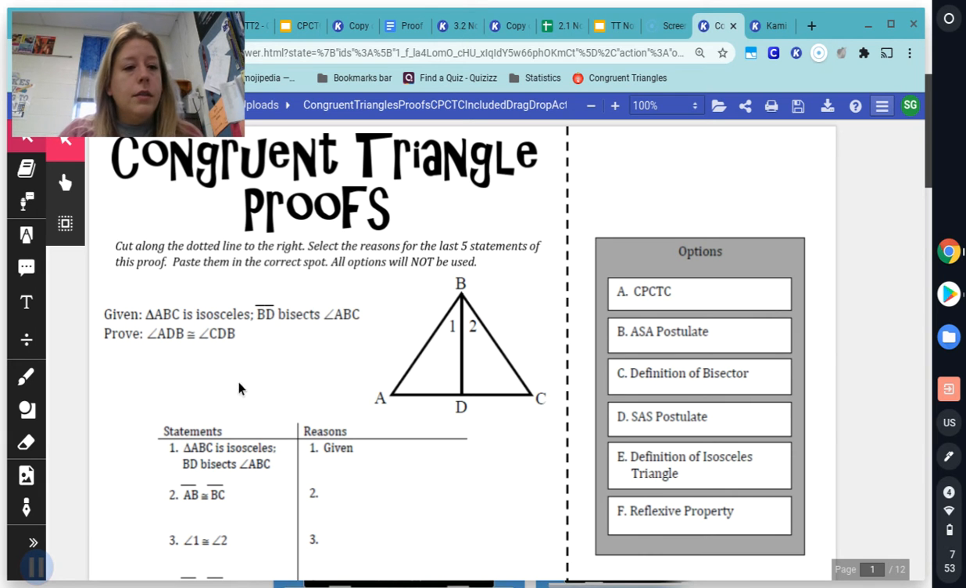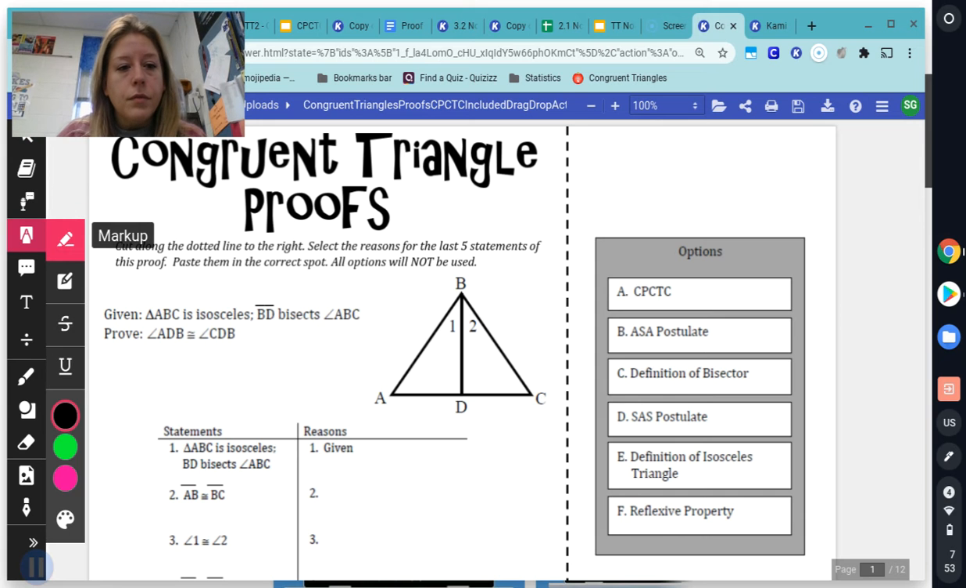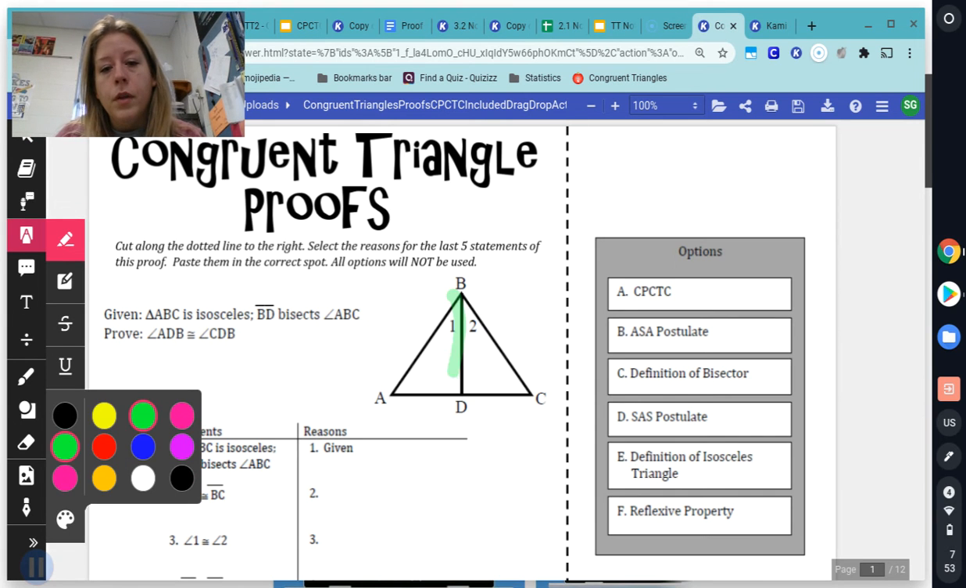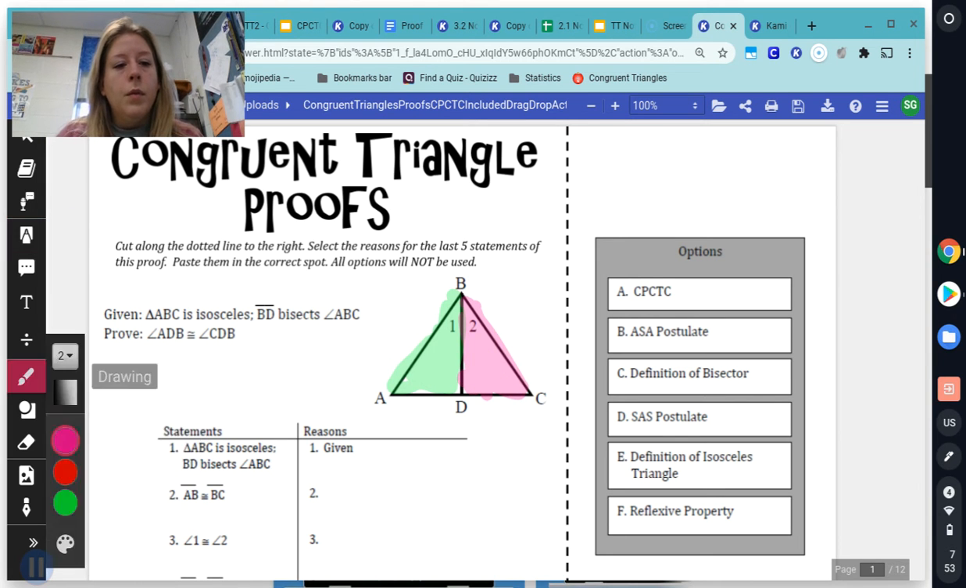So we've got these 2 triangles here. We are trying to prove triangle ABD or ADB is congruent to CDB. So we're trying to prove that these 2 triangles are congruent to each other. We know that ABCD is, or ABC is isosceles. That's the big one. So we've got 2 congruent legs. We're also going to have those 2 base angles congruent. And then it says BD bisects angle ABC. So these angles 1 and 2 are going to be congruent because they were bisected.